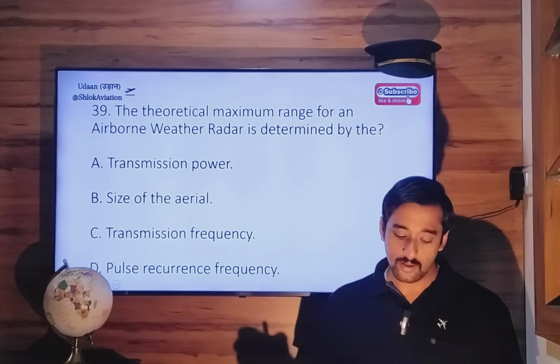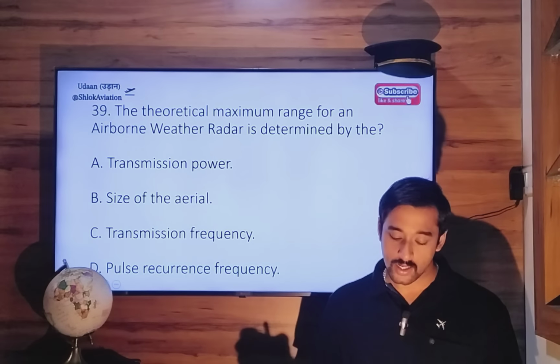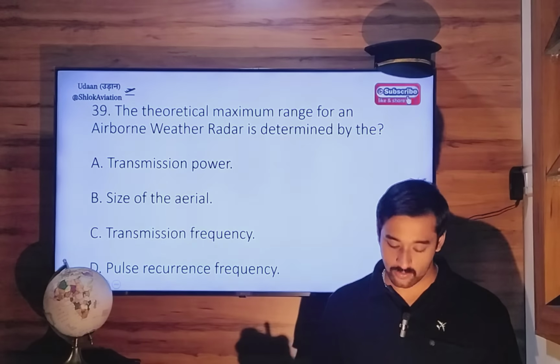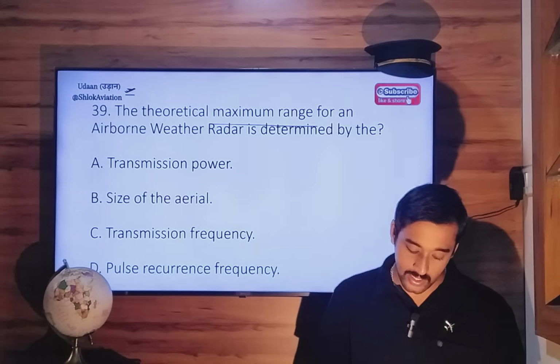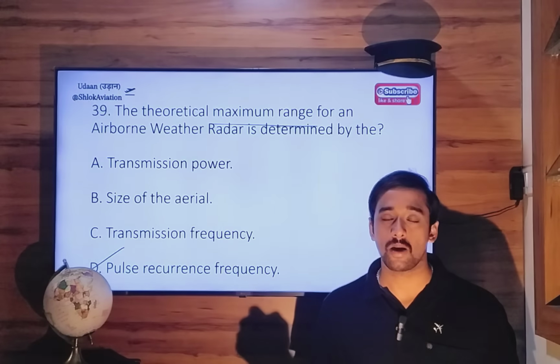39. The maximum range for airborne weather radar is determined by what? Transmission power, size of the aerial, transmission frequency, pulse recurrence frequency. So maximum range is limited by pulse recurrence frequency. Minimum range is determined by pulse width.